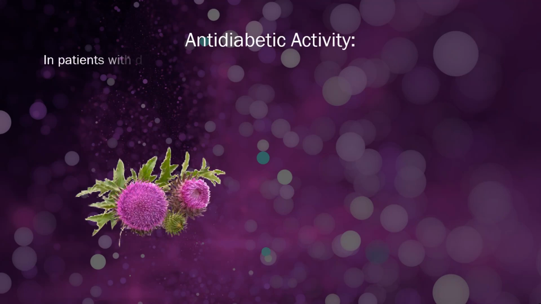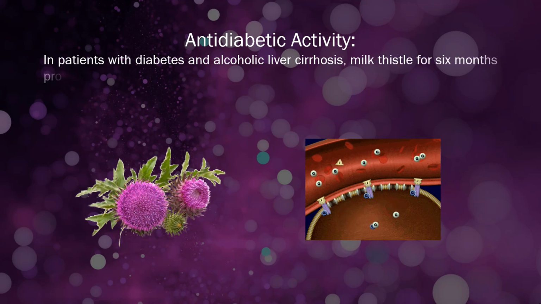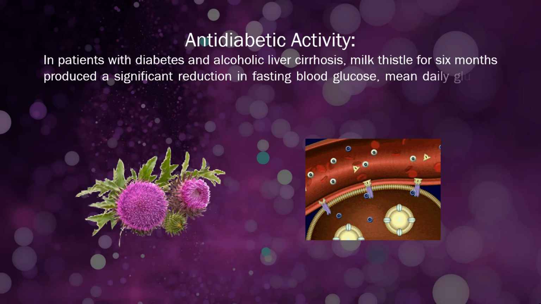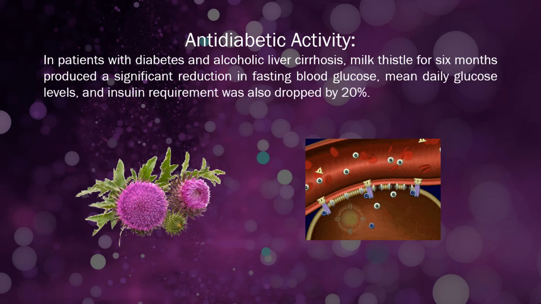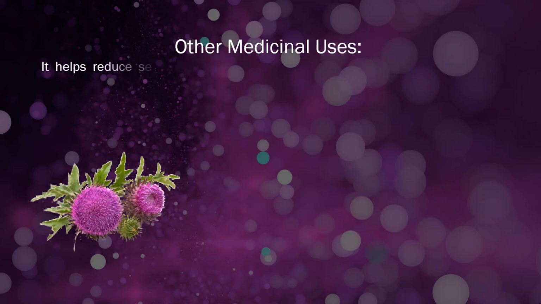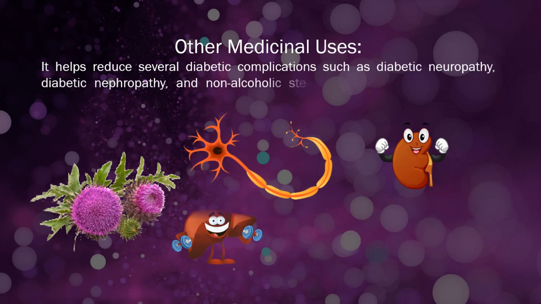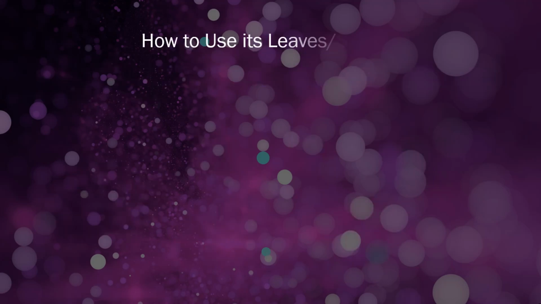In patients with diabetes and alcoholic liver cirrhosis, milk thistle for 6 months produced significant reduction in fasting blood glucose and mean daily glucose levels, and insulin requirement also dropped by 20%. Other medicinal uses: it helps reduce several diabetes complications such as diabetic neuropathy, diabetic nephropathy and non-alcoholic steatohepatitis, mainly through its antioxidant property. How to use: its leaves, seeds.